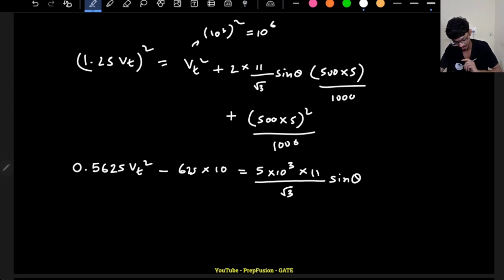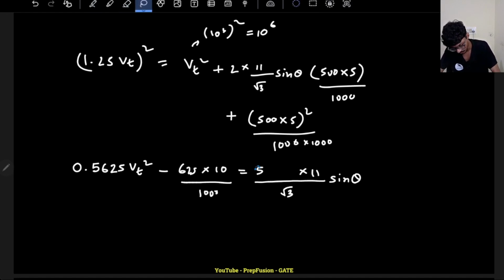Okay, and that's why you need to be careful here. You need to be very good with units. So I have to divide by another 1000 to convert it into mega. So this will be divided by another 1000, and this also will be divided by another 1000. Automatically this 10 cube will go away, right? This will go away, only 5 into 11 will stay. I'm just writing everything in mega, that's it. So this will be 100.625, right?